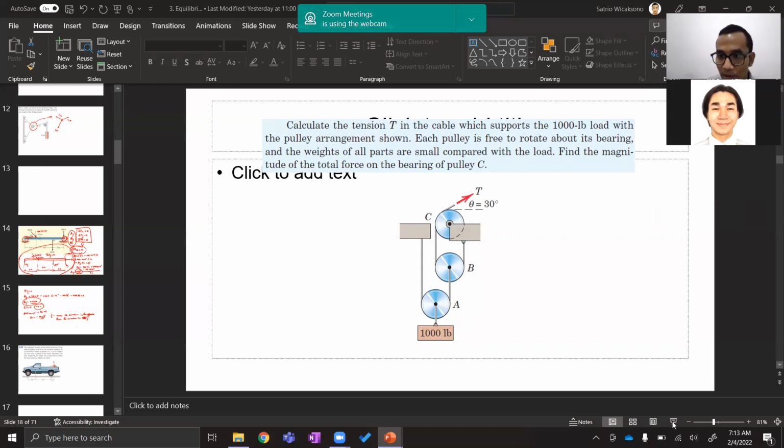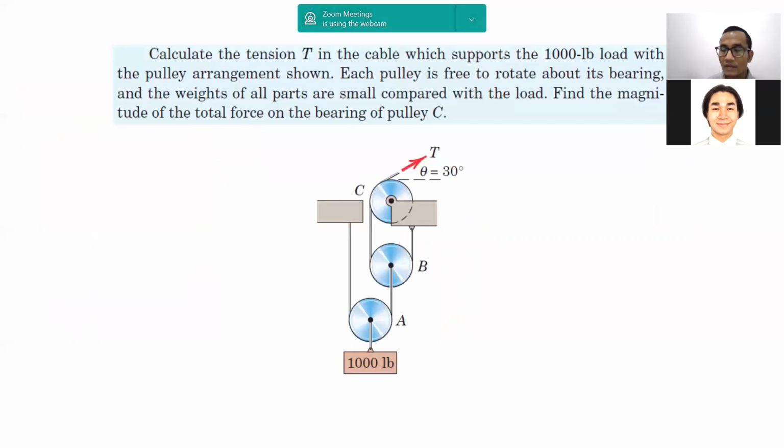So whenever we discuss statics, like it or not, you have to draw a free body diagram. And drawing a free body diagram is not just drawing whatever you like. You have to know what the problem is that you have to solve, and then draw the free body diagram based on the problem that you have to solve.